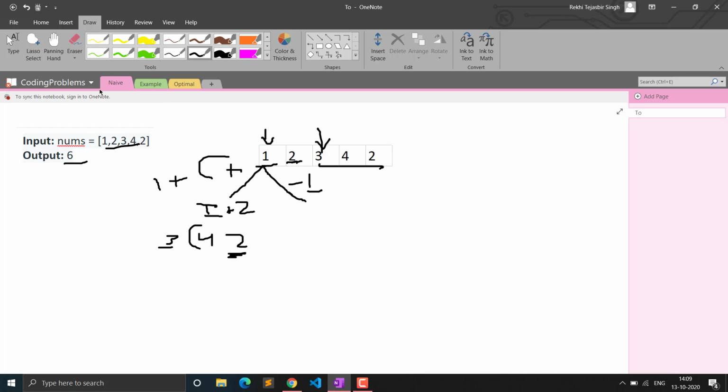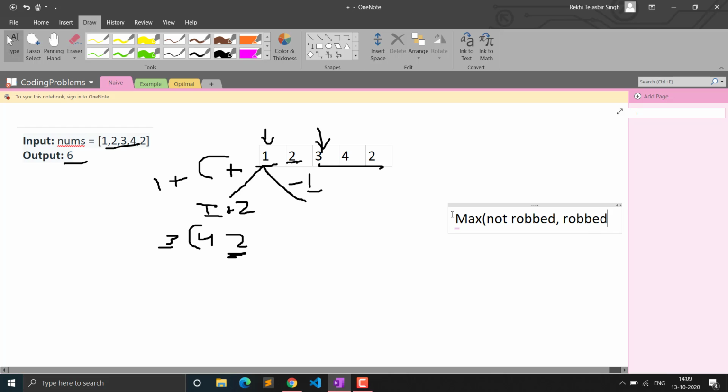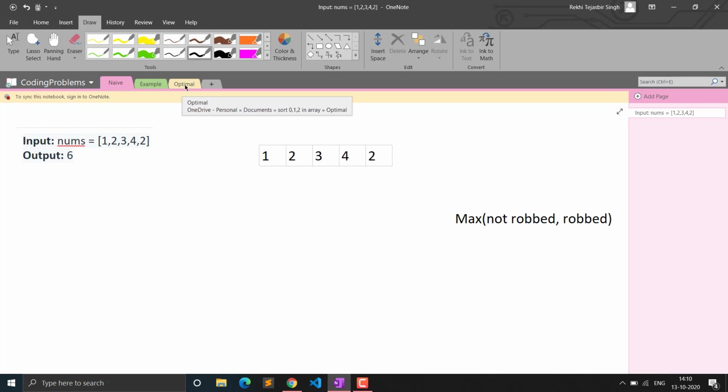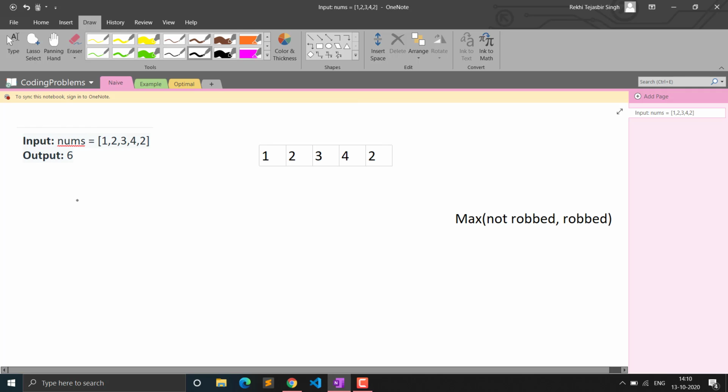Here our profit was also coming. So out of both conditions, if we rob the house and if we don't rob the house, we will take the maximum of both. So it will be a maximum of both that we will be returning in our recursive function. So it is a recursive approach, so it will take a lot of time, and we will end up calculating the same value for the same subproblem again and again. So rather than doing that, we can use memoization, or we can optimally use a DP. So let's see how we can do that.